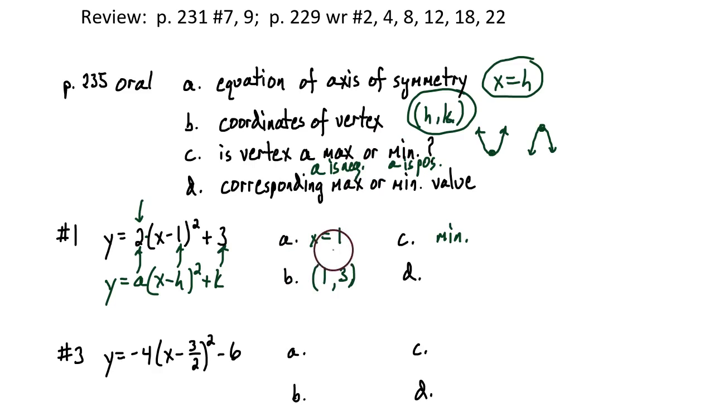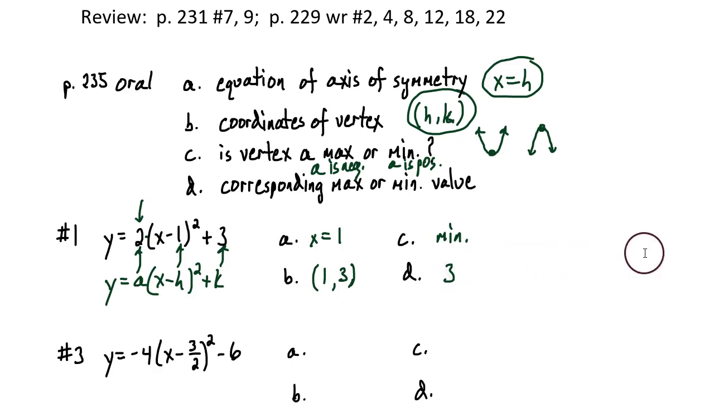Then question D, what is the corresponding maximum or minimum value? This is asking for the y value at that particular x value. Remember, we have already figured out what the vertex is in question B. It is the point (1, 3). When x is 1, y is 3. And so that's the answer to question D. The minimum value of y in this equation is 3. y will never turn out to be a number less than 3.